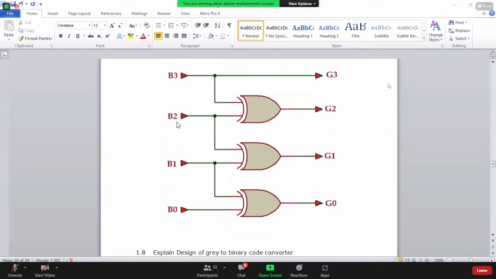So here you can see this is the binary to gray code converter. B3, B2, B1, B0 are the binaries, and G3, G2, G1, G0 are the gray codes. From here we can see that G3 is equal to B3, and G2 is equal to B3 XOR B2.